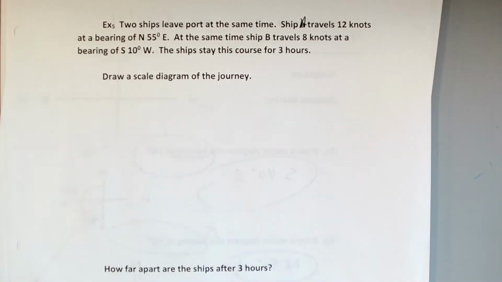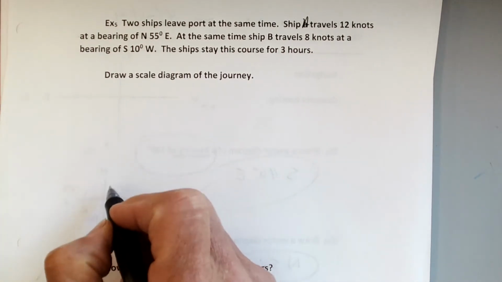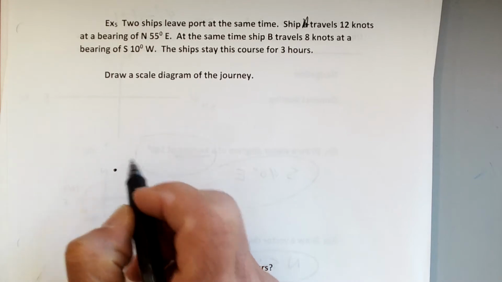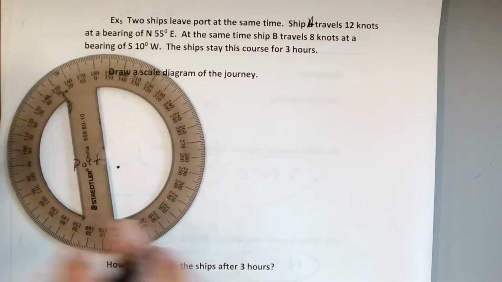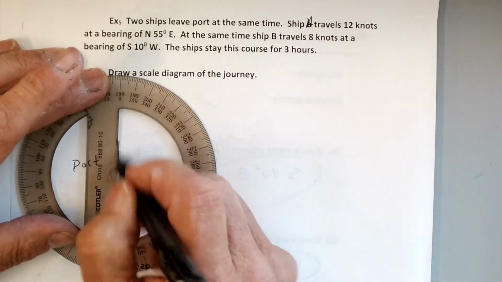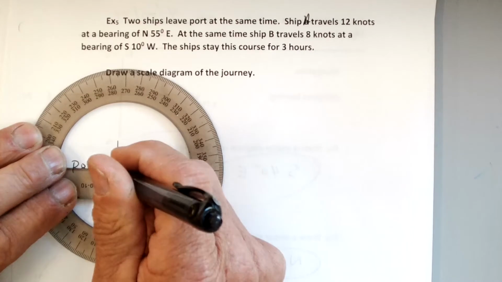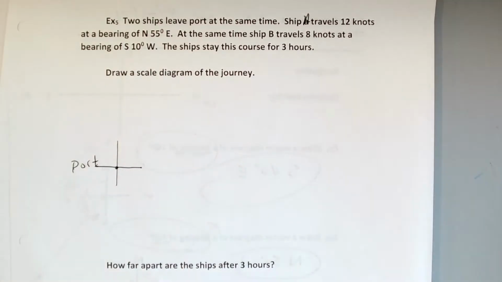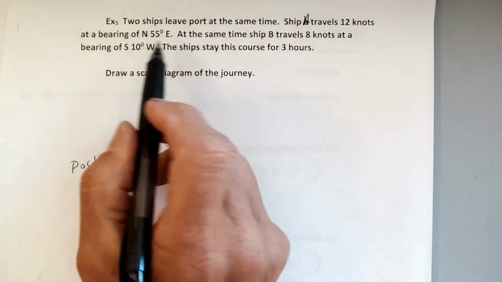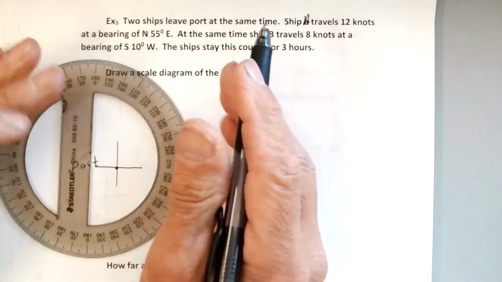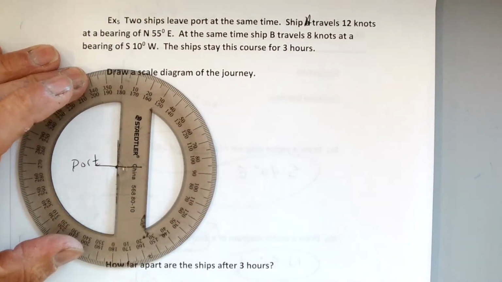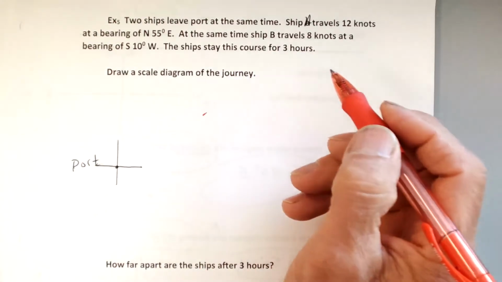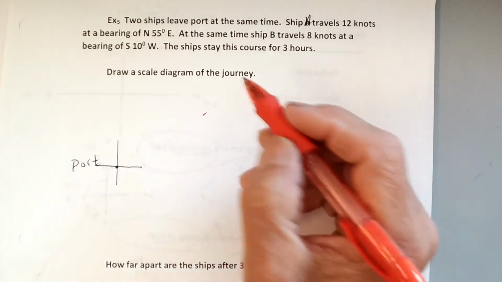All right, let's see if I can do that. Let's put port right about here because I kind of know which way they're going. There's my port. That's where they start. Let me put my compass rose down. Ship A is going to travel north 55 degrees east. 55. Okay. And I'll slow down in a second.